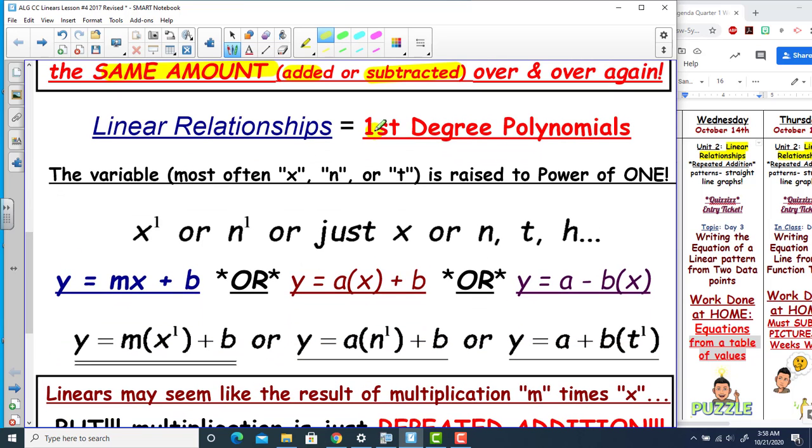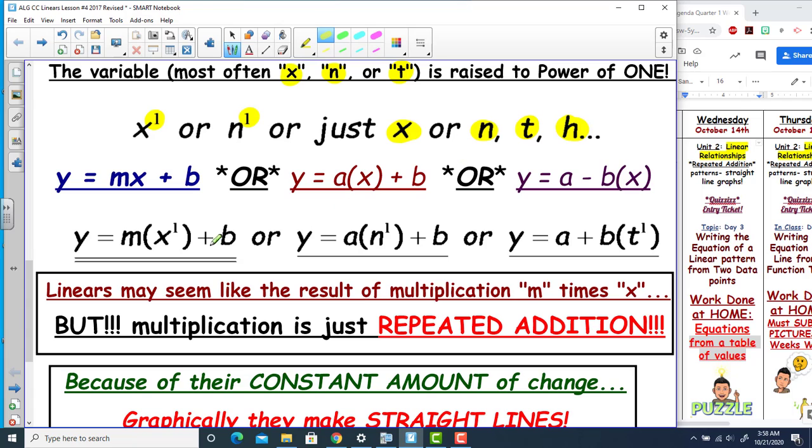Linear relationships will be known as first-degree polynomials. That's because the variable, often x, in other countries sometimes n, 90% of the time the x-axis is time, so we'll call it t a lot. That variable is going to be raised to the power of 1. And since we don't need to see the power when it's a 1, it's just going to look like the variable all by itself. That will change when we get to the power of 2 and the power of 3 and all different types of other nonlinear relationships as we move forward.